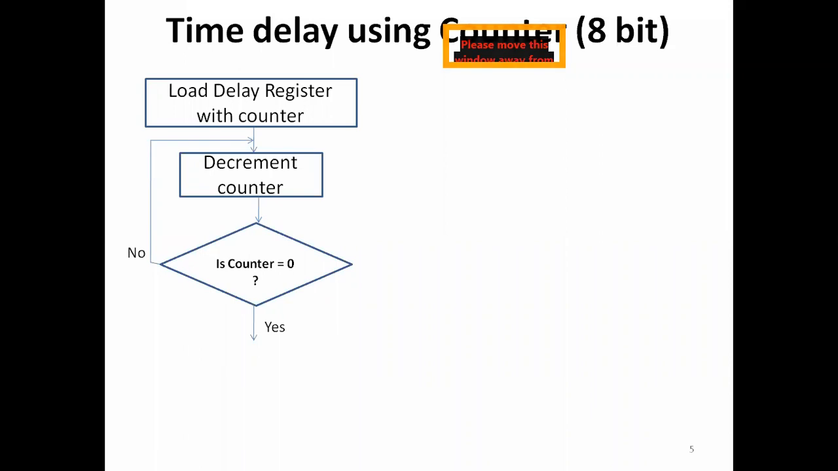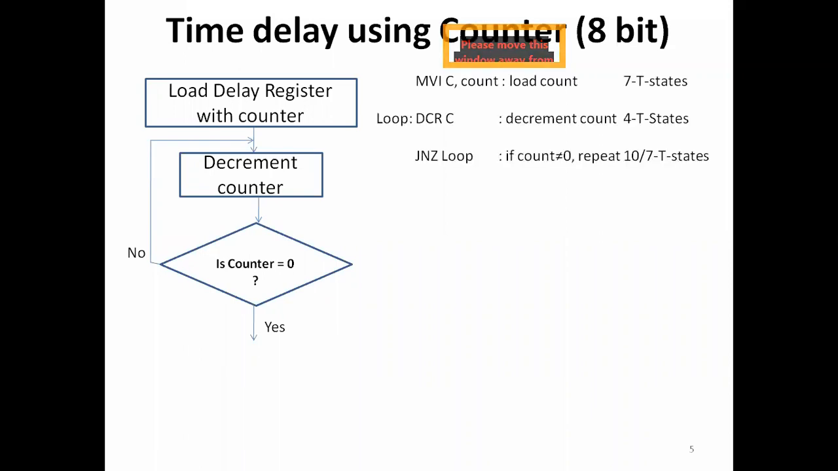So how can we do this with the help of a program? It has been shown here. Suppose I am using the C register as a delay register, and we are putting some count value into the delay register C. I don't know what the value of the count is. It may be 0, 4, 5, 10, or whatever it may be.